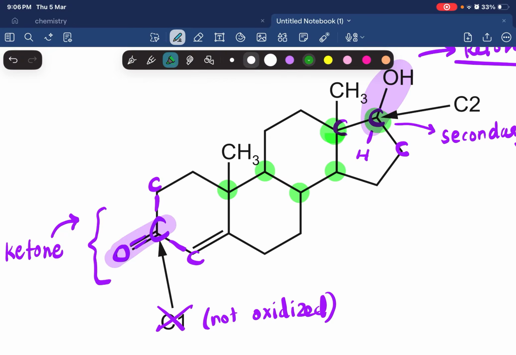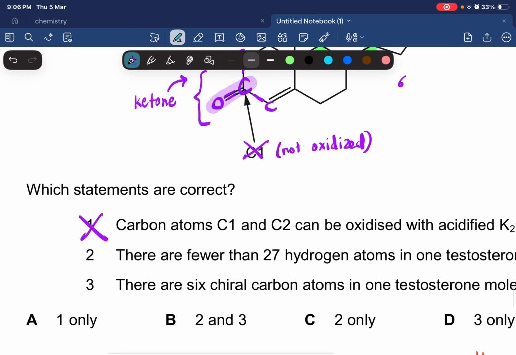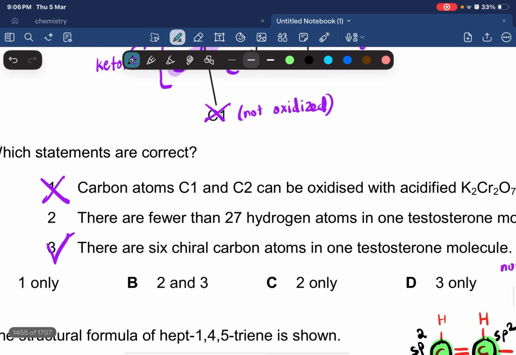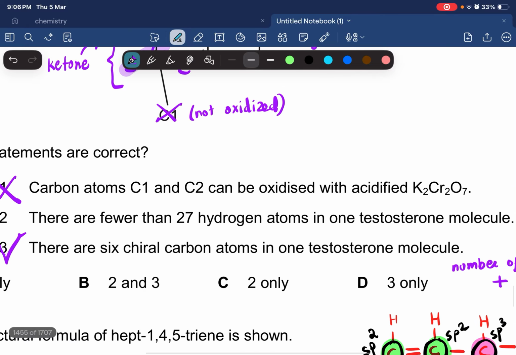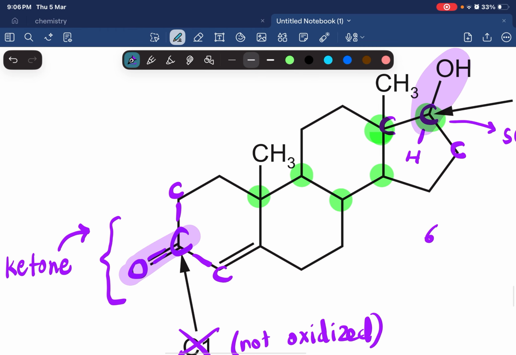Chiral. 1, 2, 3, 4, 5, 6. Yeah, exactly 6 chiral carbon atoms. So this one's correct. Now, if this one's correct, then I have to check option 2 as well. There are fewer than 27 hydrogen atoms. Okay, now I have to calculate the hydrogen atoms.